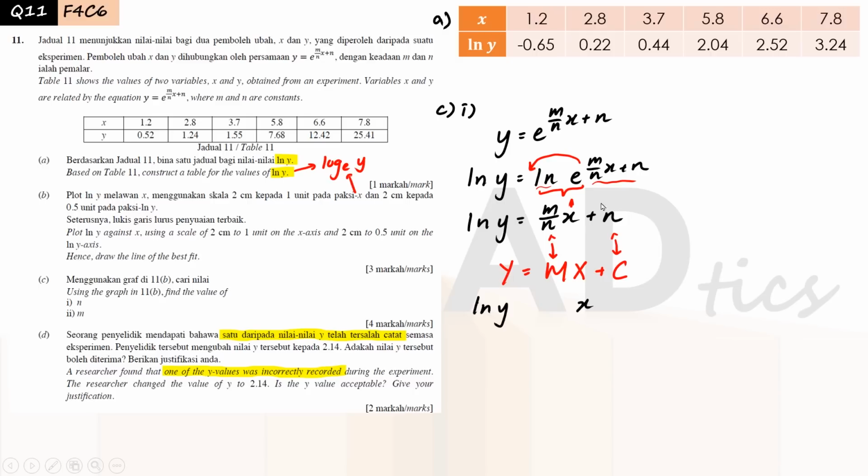Okay, so now for the first part, we need to find the value of n, and just now we have already found the y-intercept, which is negative 1 over 4. So this would be the value of n. Alright, for the gradient part, we still haven't found this, so let's go back to the graph and find our gradient.